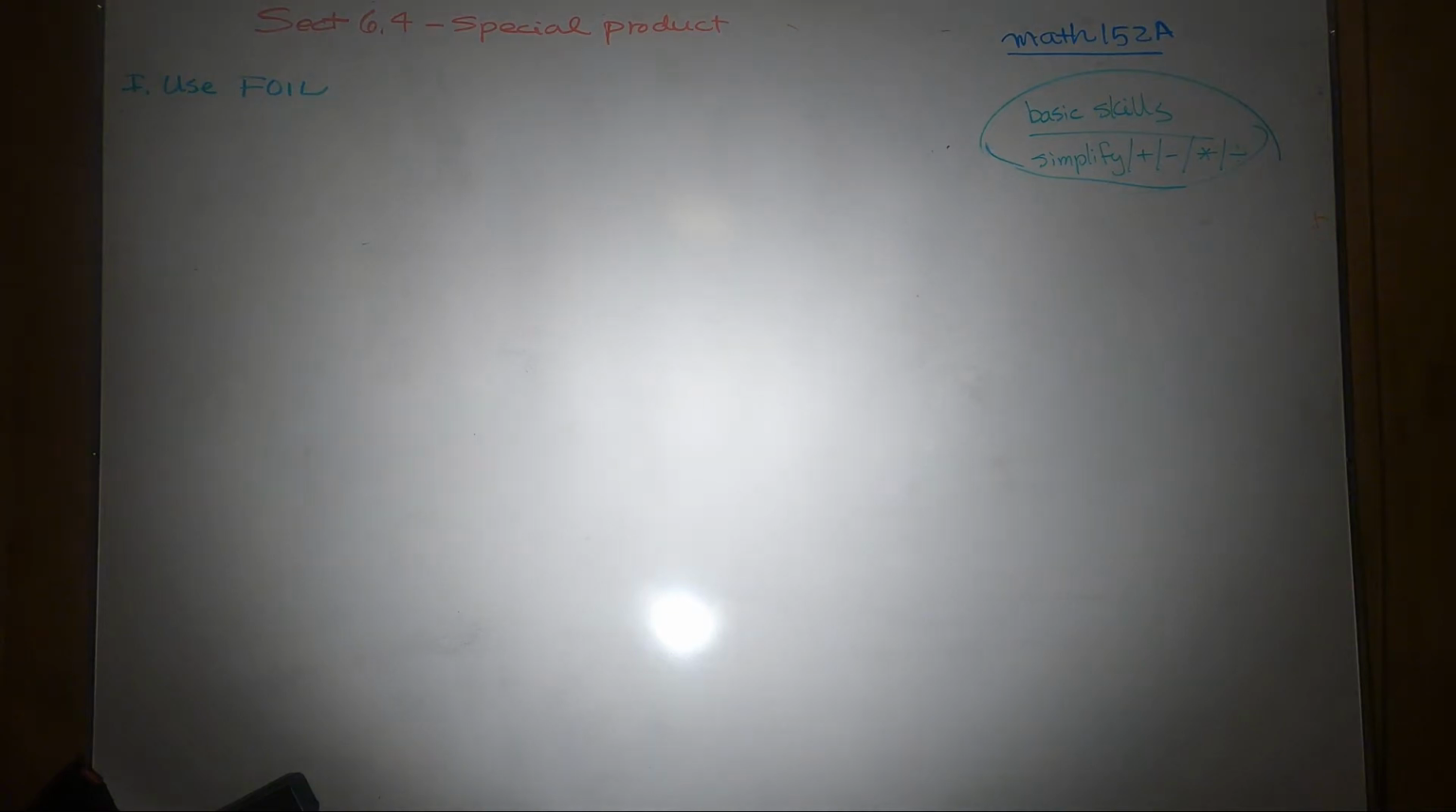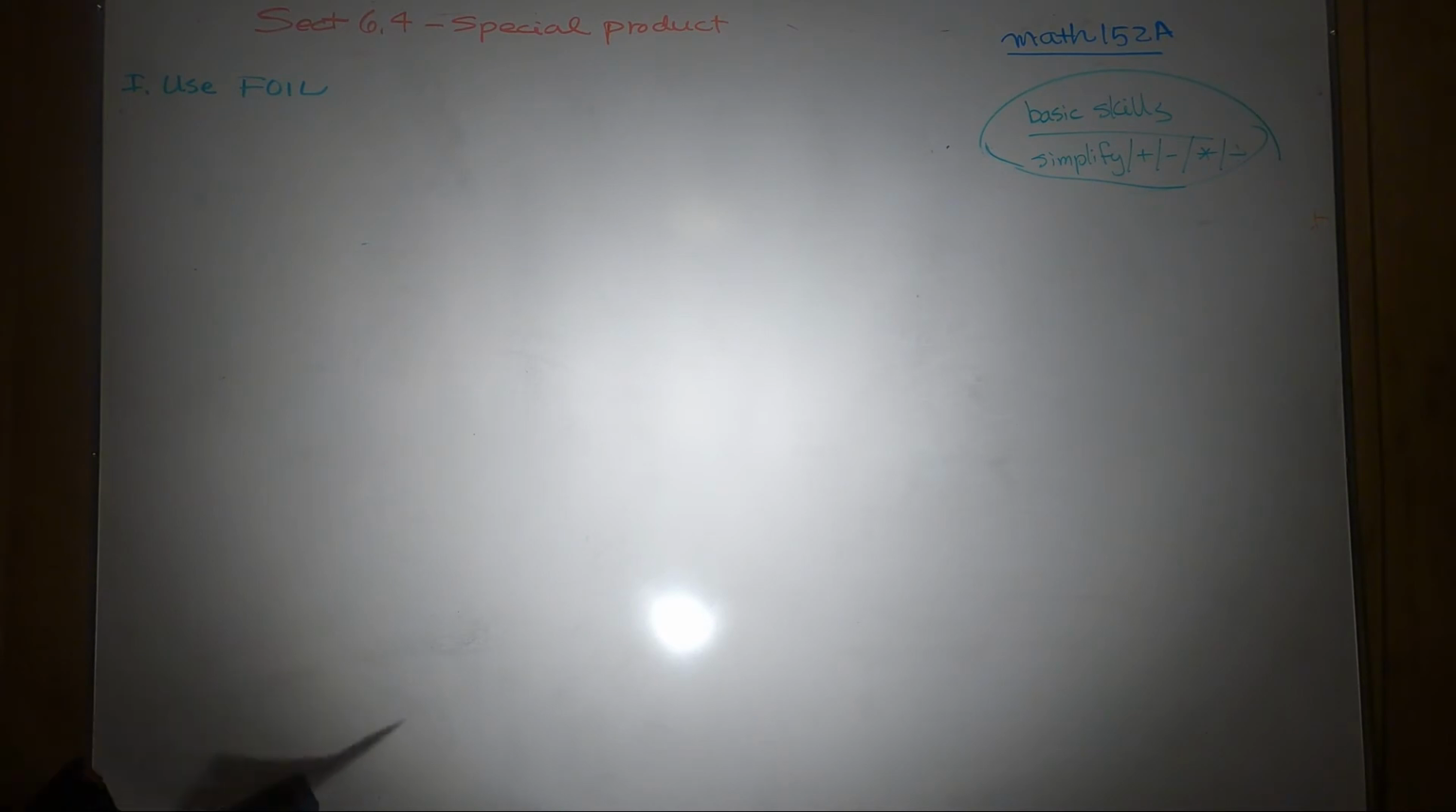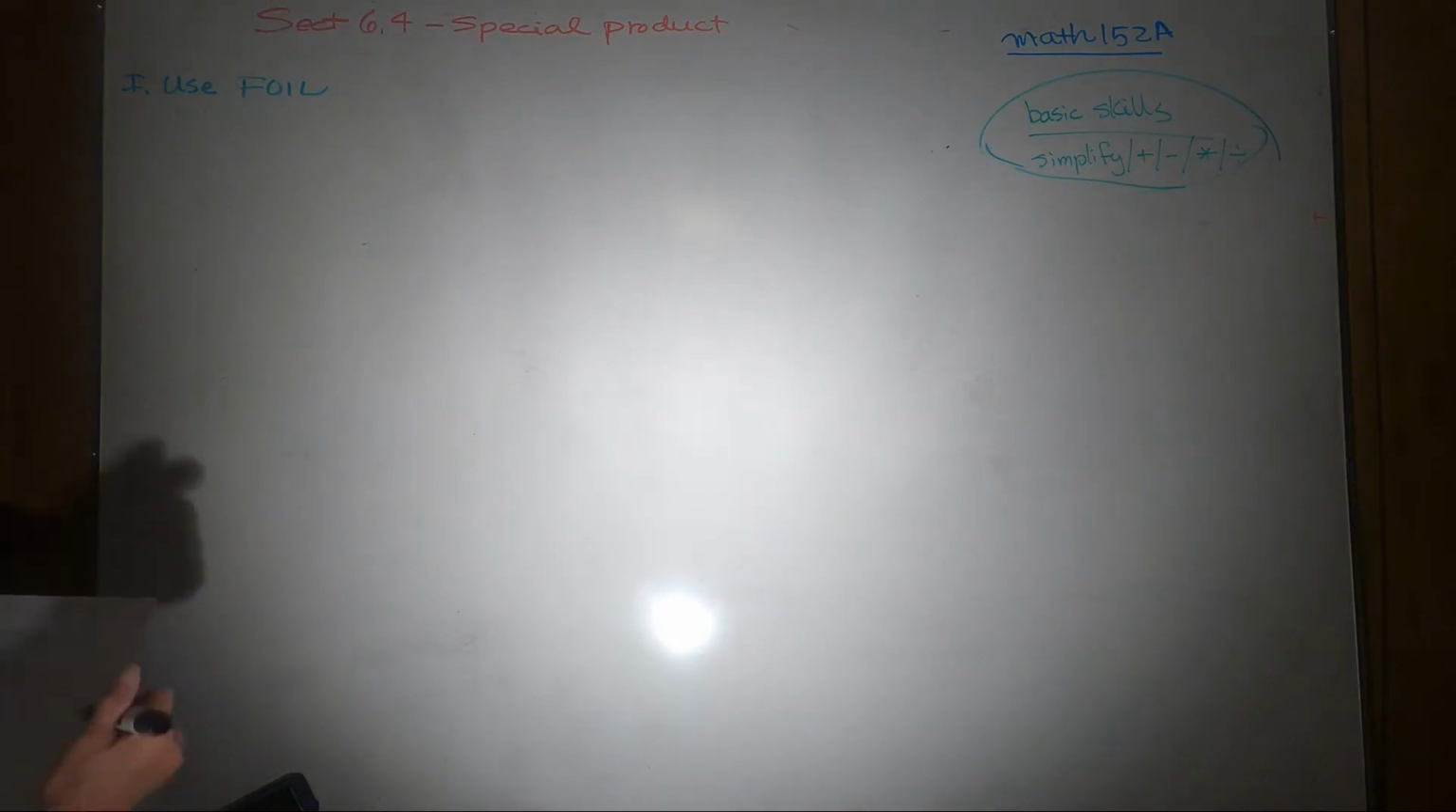We are on section 6.4, page 42. We are going to talk about special products. What were we talking about last time? Polynomials for multiplication, right? Product means what? The result of multiplication. So we are going to do a special kind of multiplication for the polynomials, okay? So let's take a look.